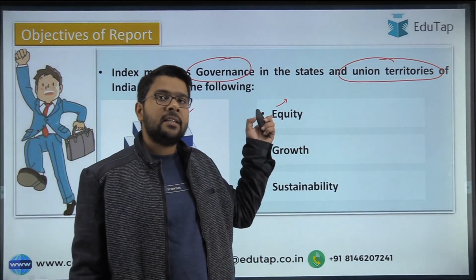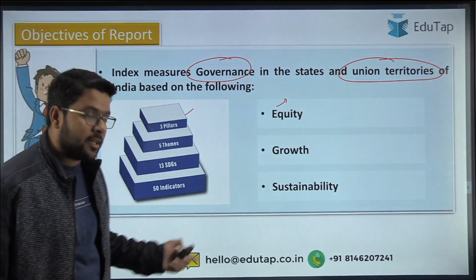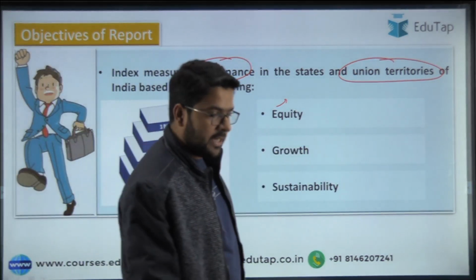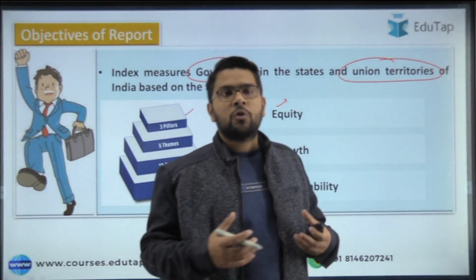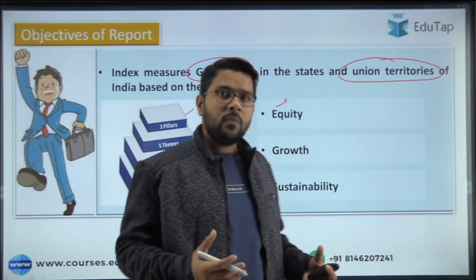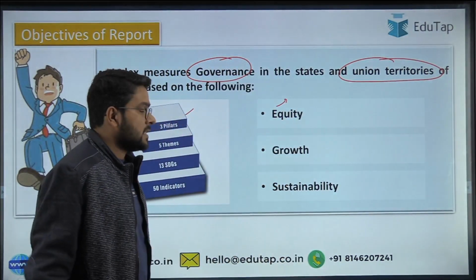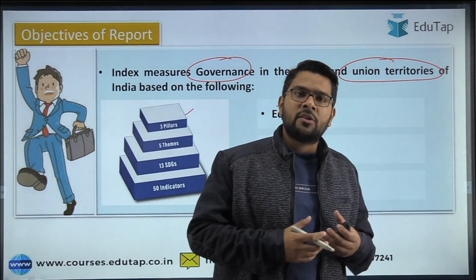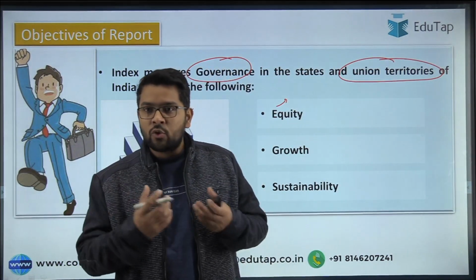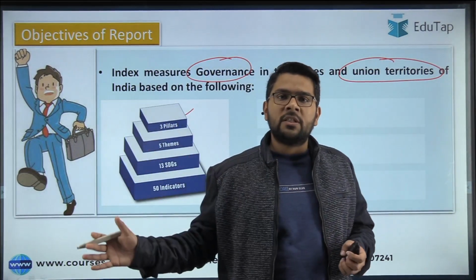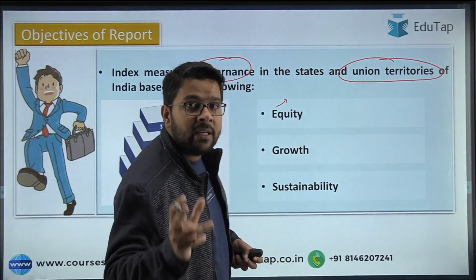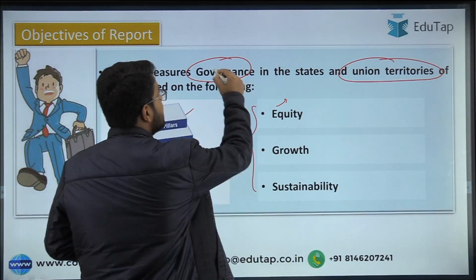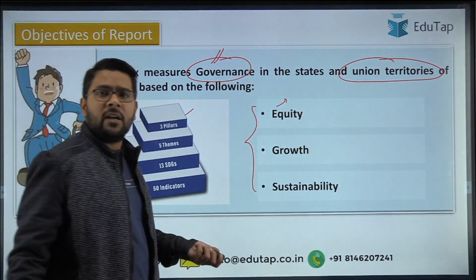So they are ranking the states in terms of these 3 pillars. Then the next is the growth. We know the growth of a state, keeping in mind the growth perspective of India. Then there is the third pillar, which is about sustainability. So guys, sustainability is basically the access to the natural resources and how the state is using them, keeping in mind the impact of these resources on the environment, economy as well as human. So these are the 3 pillars on which this governance report is prepared.